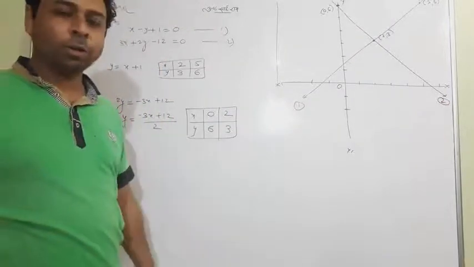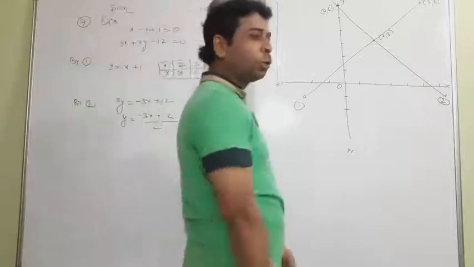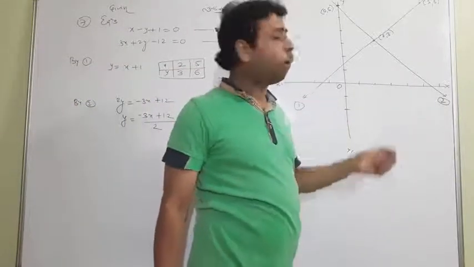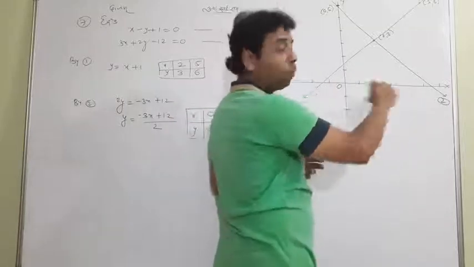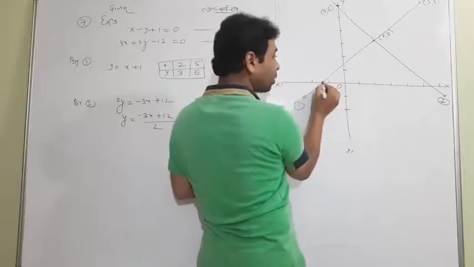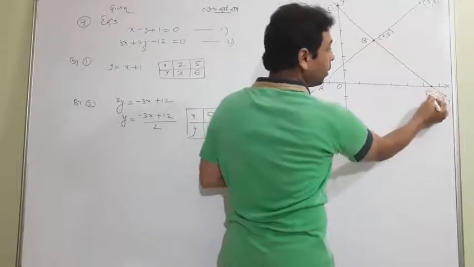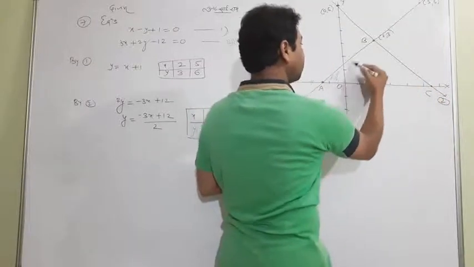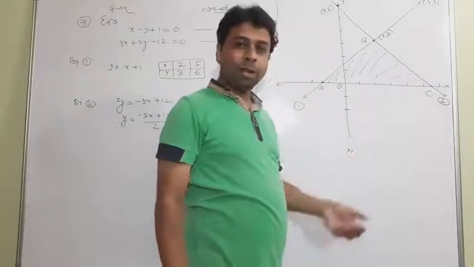Now I think the solution is with you. See the graph properly and look at what the question says. The question says, write the vertices of the triangle formed by these two lines with the x-axis. So where is the x-axis? This is the x-axis. And what is the triangle? Look at this point. This is the x-axis. Now your answer is the region, the triangle we got.